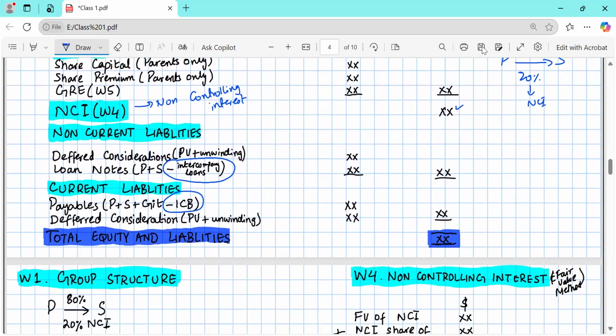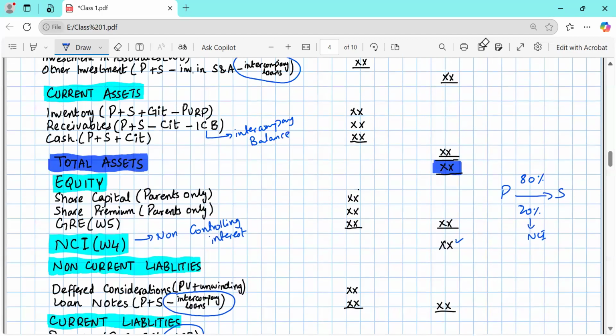Then comes non-current liabilities. In non-current liabilities, there are two things: deferred consideration and loan notes. We will talk about each of these things individually, because they are individual concepts. Right now, I am just giving you an overview of the format. Then comes the current liabilities, and you will add this equity, NCI, and liabilities. You will get total equity and liabilities.